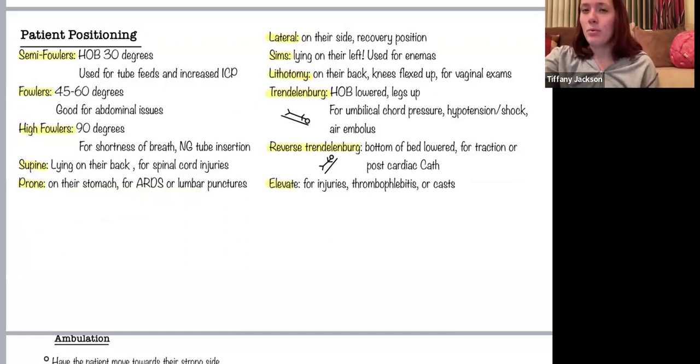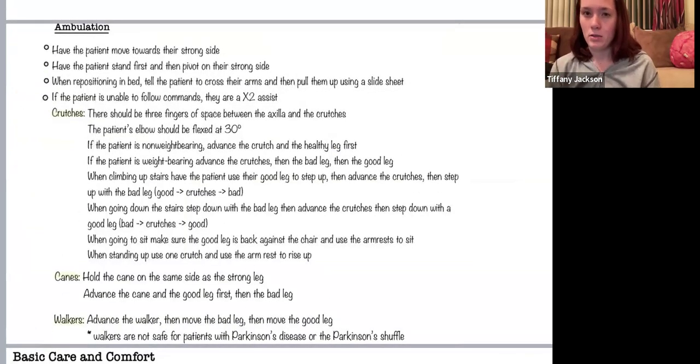Ambulation is a big portion of our fundamentals. Really, we focus on safe ambulation. Patient's always going to want to move towards their strong side first. And we follow the strong. We're going to pivot on the strong side.